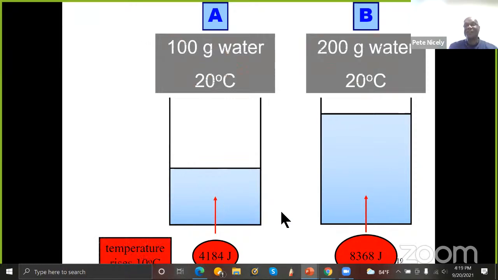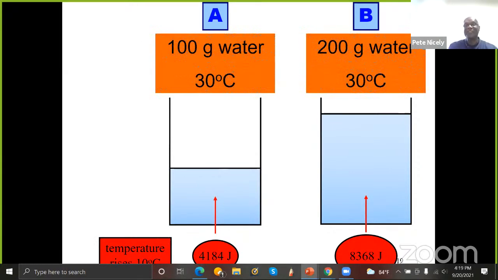The result of adding the respective amounts of heat to the two different beakers of water will be a temperature increase, which will be the same. So both of them will increase to the same temperature level, even though the amount of heat that is applied in each case is different.